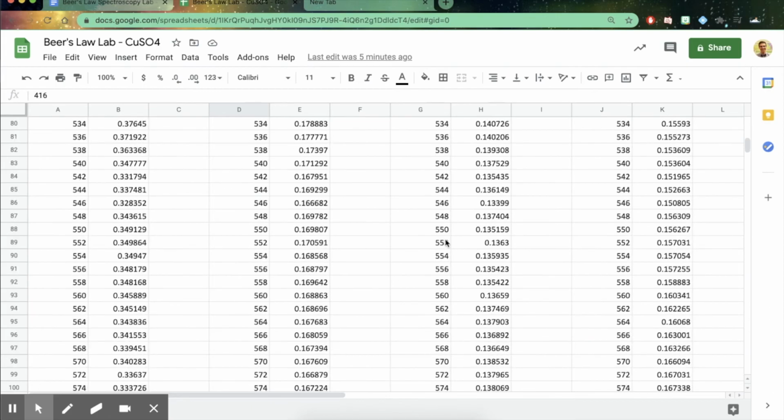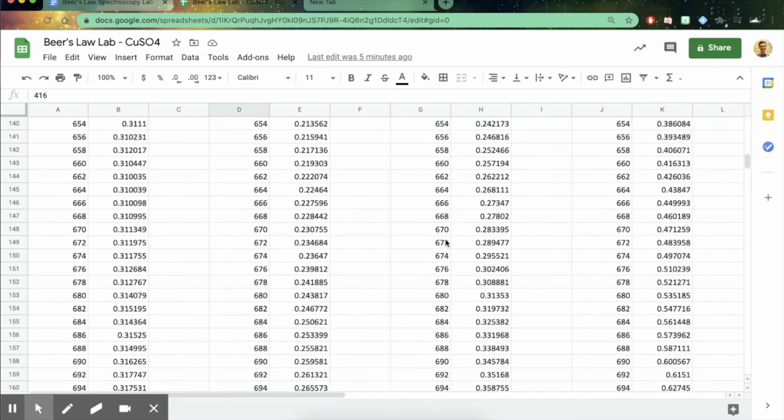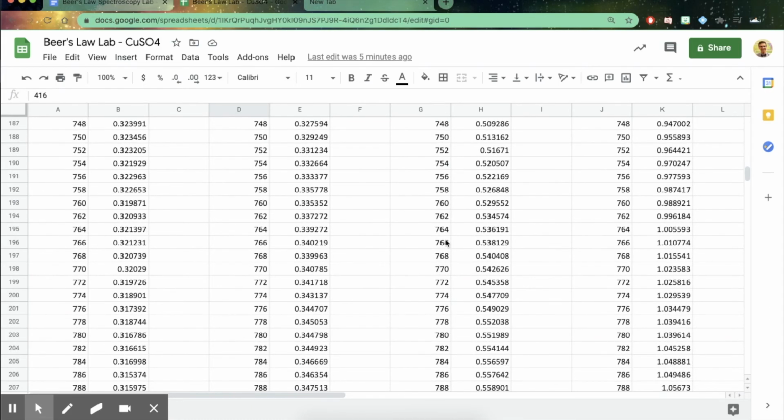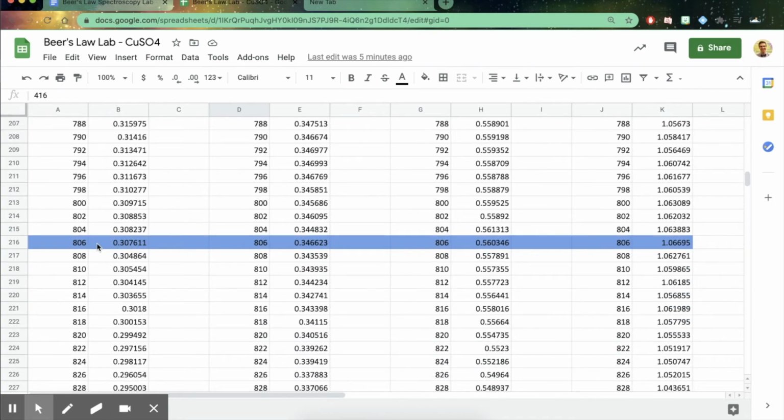So you can see if I scroll down, I highlighted the section, and obviously this data goes on for a while. I highlighted the section right here that I used to find the molar absorptivity specifically at 806 nanometers. Okay, so notice here, it's at 806 nanometers.